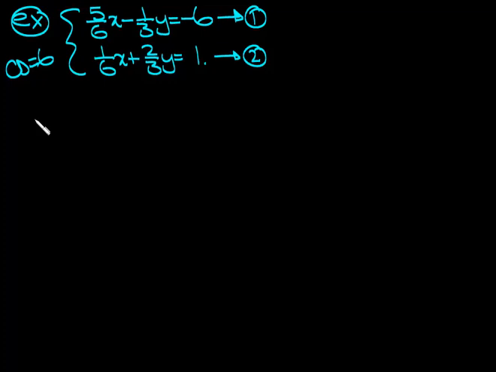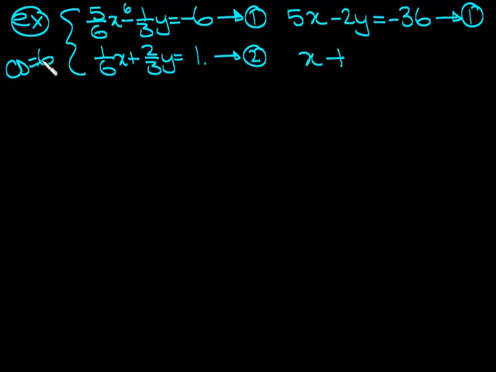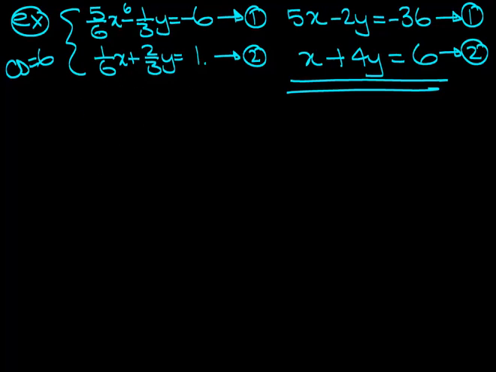So the first equation I'll multiply by 6, so the 6 will cancel, and that just gives me 5x. If you multiply this by 6, 3 goes into 6 2 times, so you'll get negative 2y, and 6 times negative 6 is negative 36. So that's my first equation. If I multiply the second one by 6, 1/6 times 6 is just x, plus 6 times 2/3: 3 goes into 6 2 times, and 2 times 2 is 4y, is equal to 6. That's my second equation. So now I'm working with this system as opposed to the one that was pretty ugly.